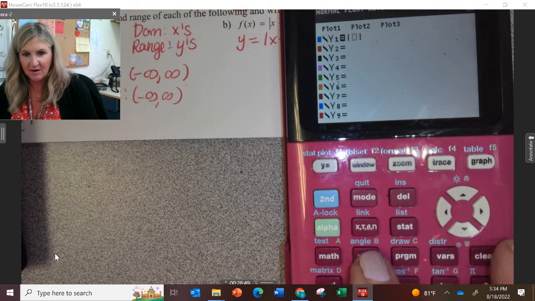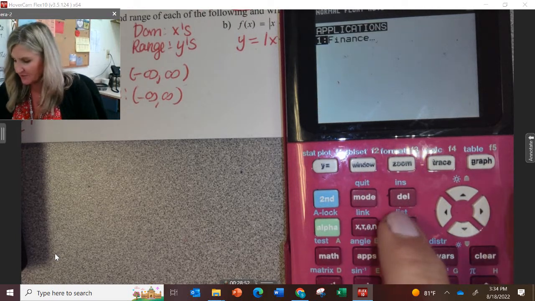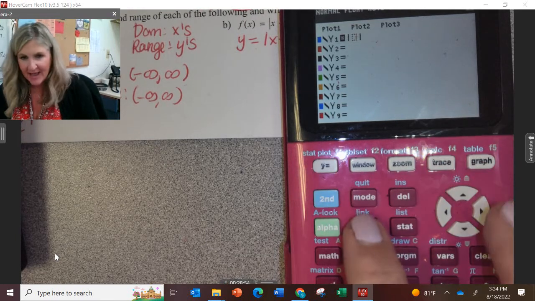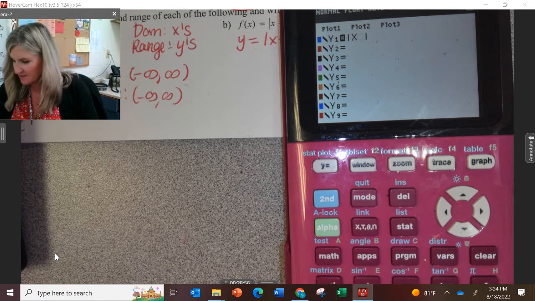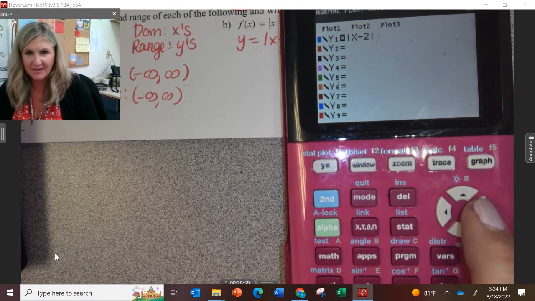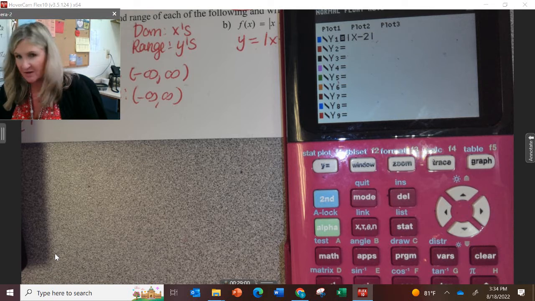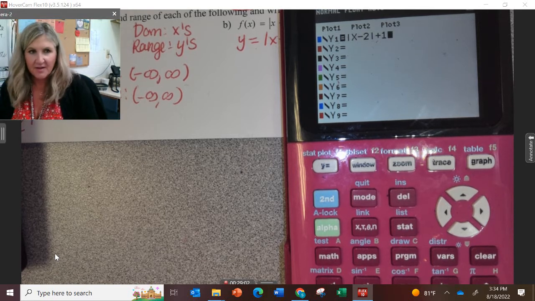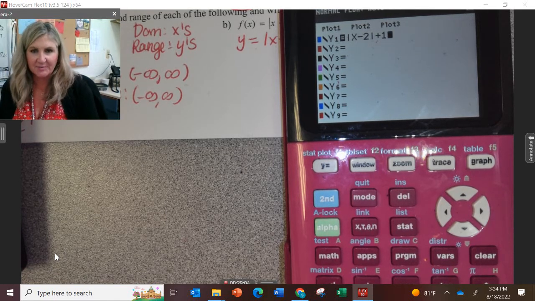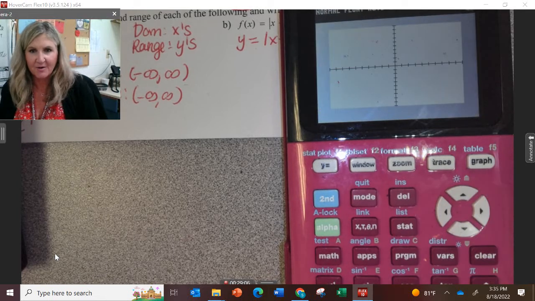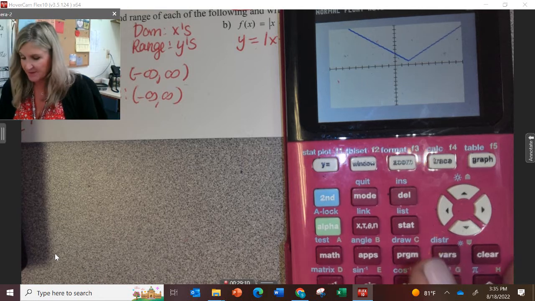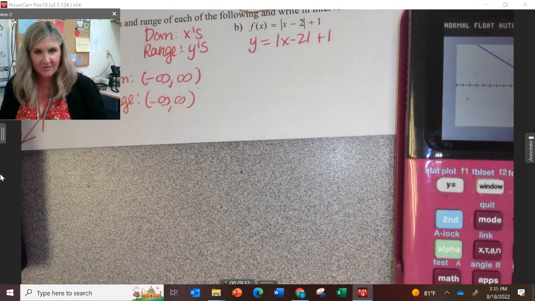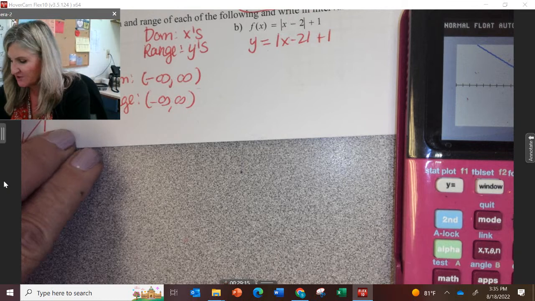We're going to type in our x, oops, not that one. Our x right here, x minus 2, get out of the absolute value, arrow over, plus 1. Now I just did a zoom 6, so I don't have to keep doing it over and over. I can just hit graph now. And there's the way it looks. So we've got the absolute value of x minus 2 plus 1 as our function.